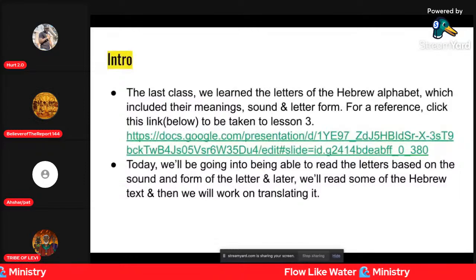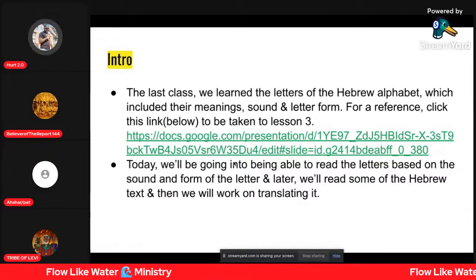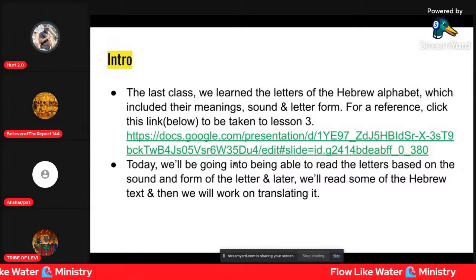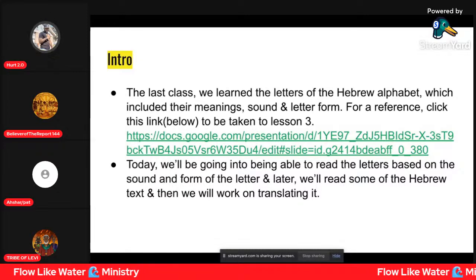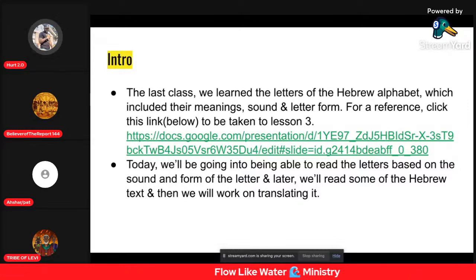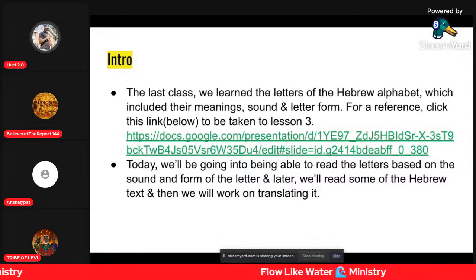Brother, could you read that? Intro. The last class, we learned the letters of the Hebrew alphabet, which included their meanings, sound, and letter form. For a reference, click this link below to be taken to lesson 3. Today, we'll be going into being able to read the letters based on the sound and form of the letter, and later we'll read some of the Hebrew text, and then we will work on translating it.